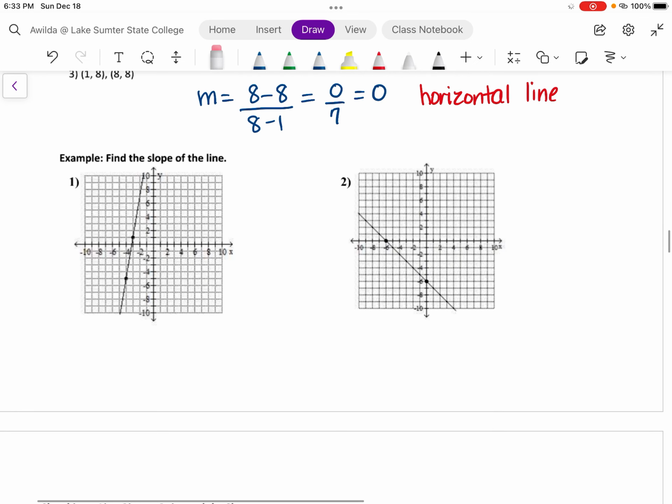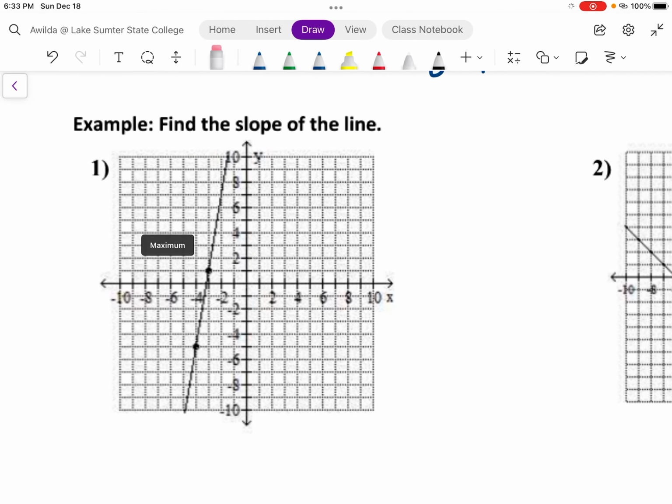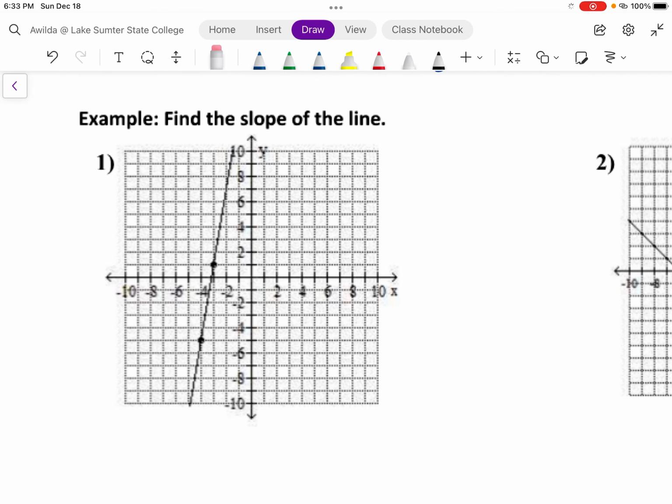Next, we have two lines that are already graphed for us, and we have to find the slope of the line. Certainly, one way to do that is to identify 2 points that fall on the line and use those x and y coordinates to substitute into the slope formula. But there's an alternate way to find slope. We can simply track the movement from one point to another. You just have to choose 2 different points, any 2 you want.